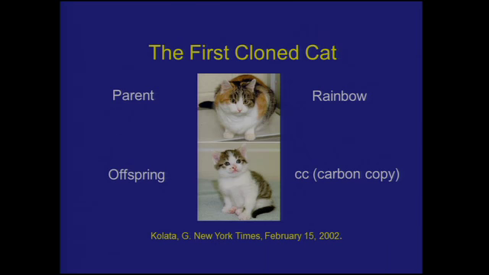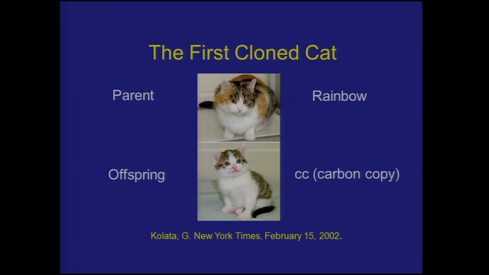And you'll notice, although they look pretty similar, the coat color pattern is not identical. And this is just to make the point, and we could find other examples, that even though they are putatively genetically identical, they are not phenotypically identical. So genotypic identity does not guarantee phenotypic identity.